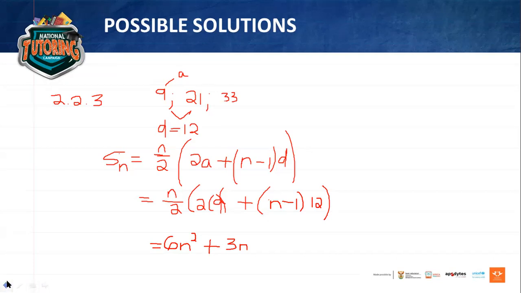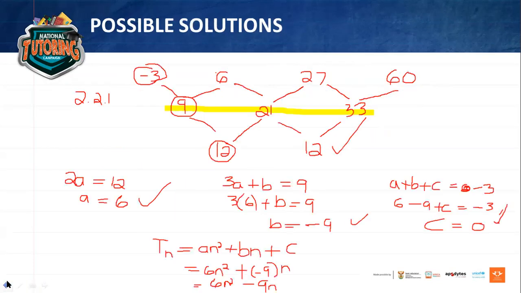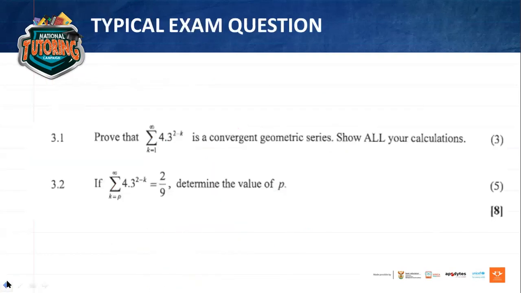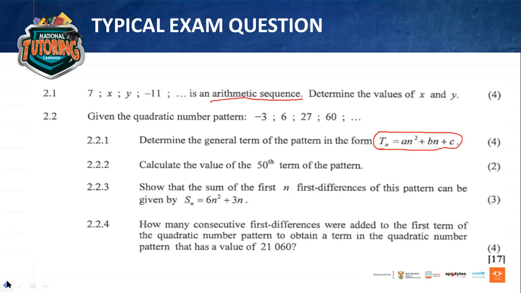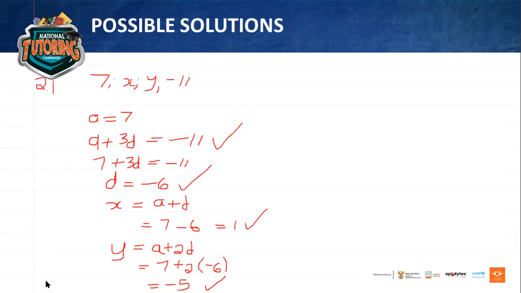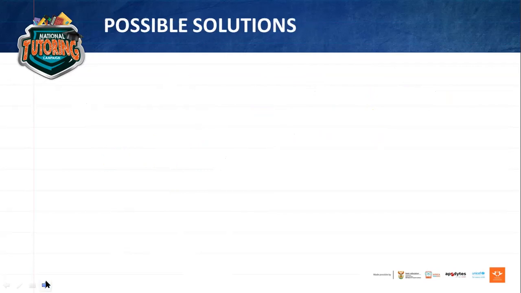So now let's go back and check the other question. How many consecutive first differences were added to the first term to obtain a term in a quadratic that has a value of 21,060? So now let's go to the free space so we can get our answer.